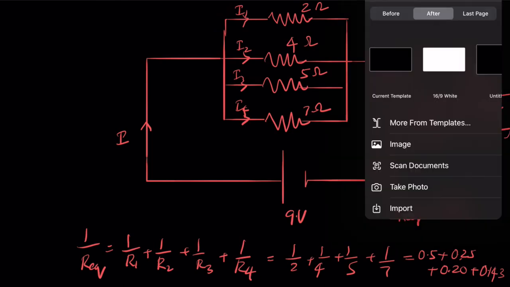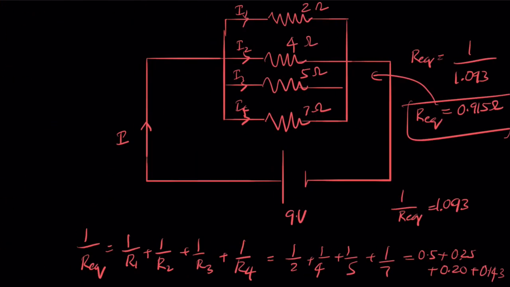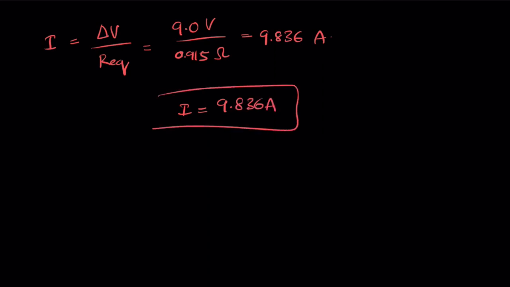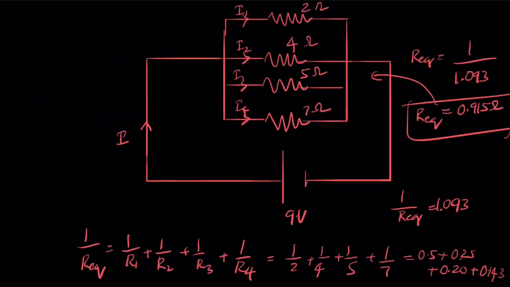Now there are two ways of calculating the current here. One way is directly using the formula I equals delta V by R equivalent. Delta V is 9 volts divided by the equivalent resistance, 0.915. So 9.0 divided by 0.915 becomes 9.836 amps. So the current in the circuit is 9.836 ampere. This is how we can find the current.